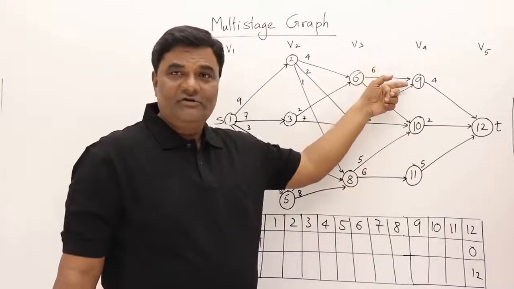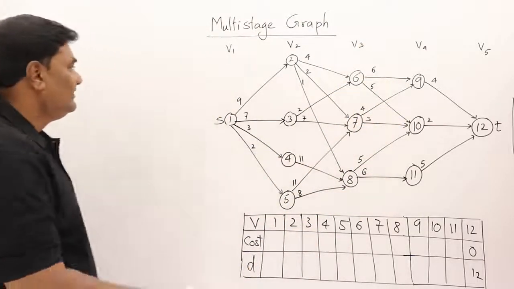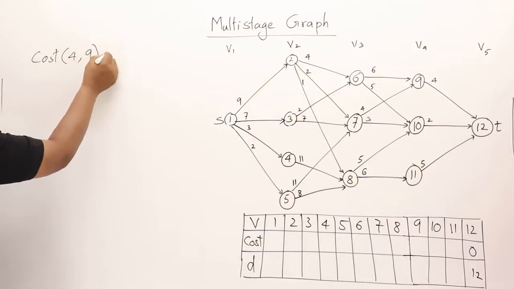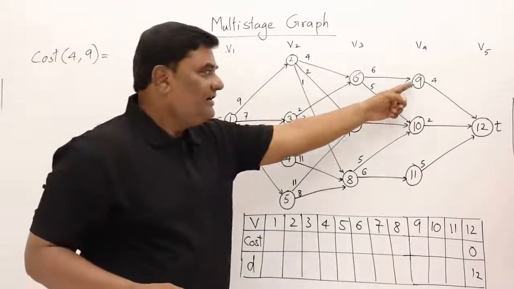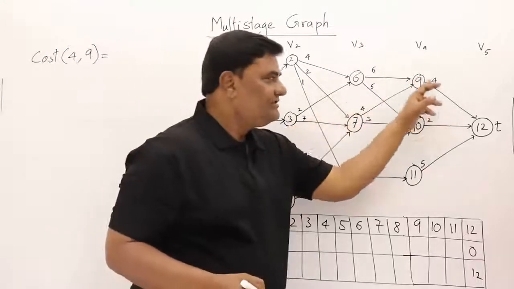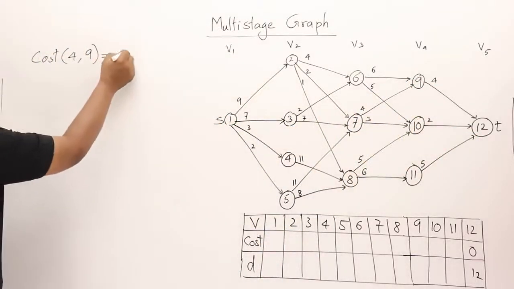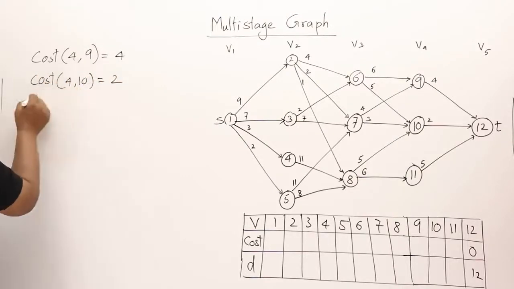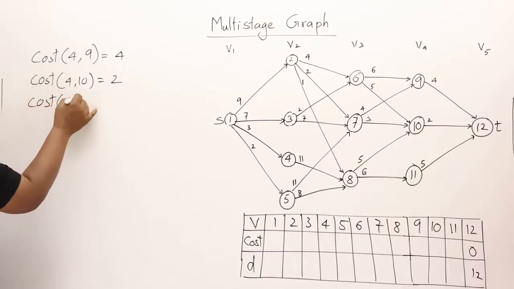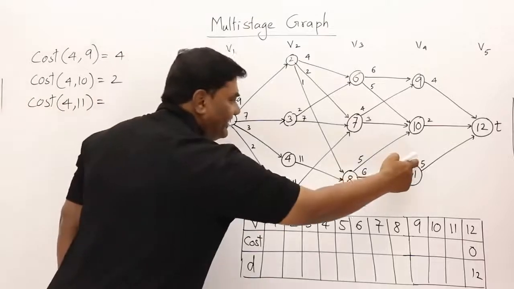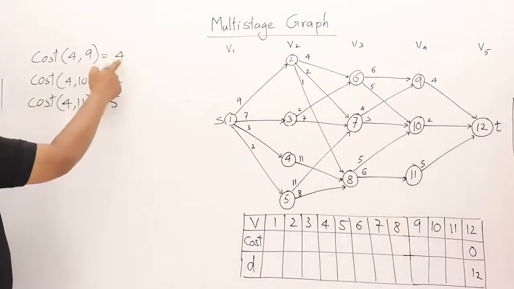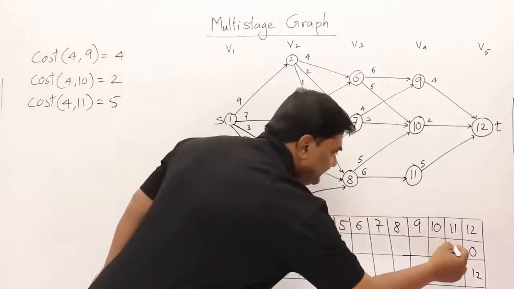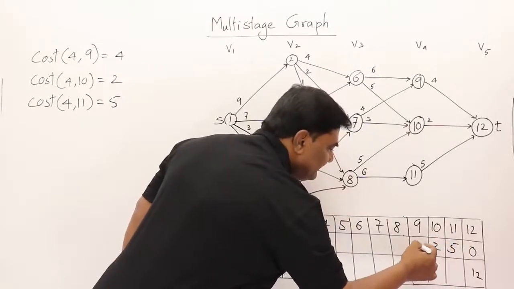Let us find out the cost of all these vertices in this fourth stage. So first, cost of stage 4 vertex 9. So what is the cost of reaching till sink? It is 4. This edge 4, just a single edge path it is. So it is 4. And the cost of fourth stage 10th vertex, it is 2. Cost of fourth stage 11th vertex, this is 5. Vertices 4 to 5, right? So from reverse 5 to 4. So this is 5, this is 2 and this is 4.